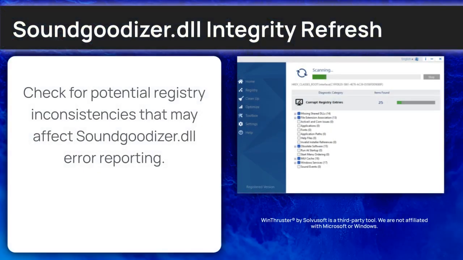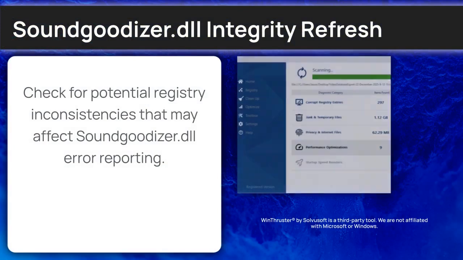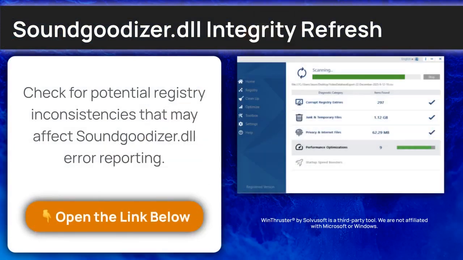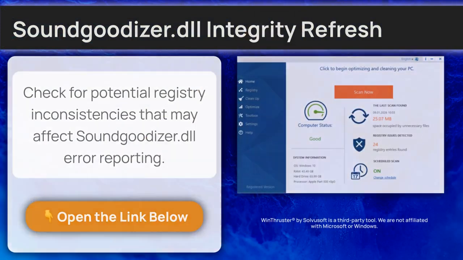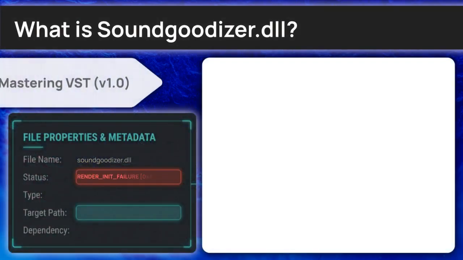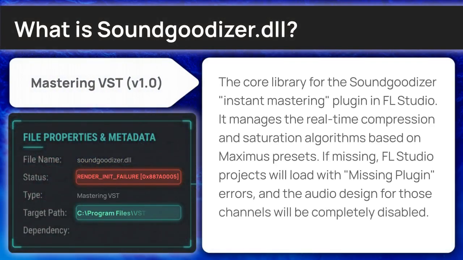To kick off the manual repair for Soundgoodizer audio plugin, you can also find an official toolkit designed for system-level synchronization. This is the Soundgoodizer audio plugin, the core library for the Soundgoodizer instant mastering plugin in FL Studio. It manages the real-time compression and saturation algorithms based on Maximus presets. If missing, FL Studio projects will load with missing plugin errors, and the audio design for those channels will be completely disabled. Now that the background is clear, let's walk through the actual installation steps.